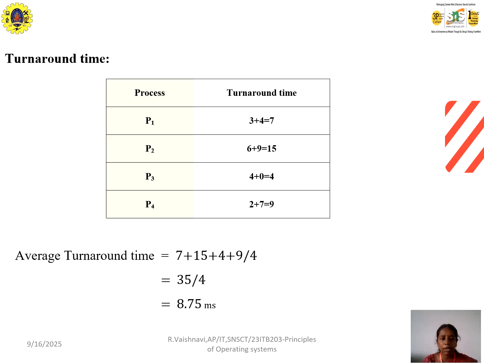And then we have to calculate turnaround time. For calculating turnaround time, we have to add the burst time and the waiting time for each process. For process 1, the burst time will be 3 and the waiting time will be 4. So we have to add these two values. Like this, we have to find it for process 2, process 3 and then process 4. After calculating the turnaround time for each process, we have to calculate the average turnaround time. For calculating the average, we have to add these values and divide by the number of values. So 35 divided by 4, the average turnaround time will be 8.75 milliseconds.